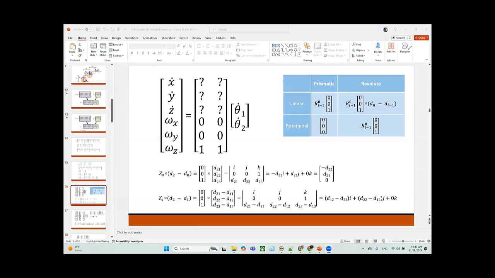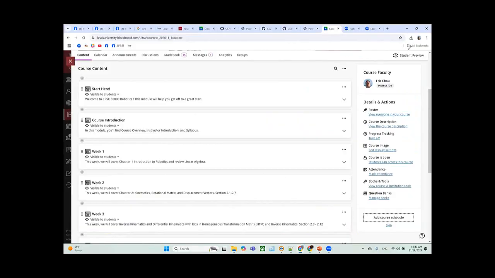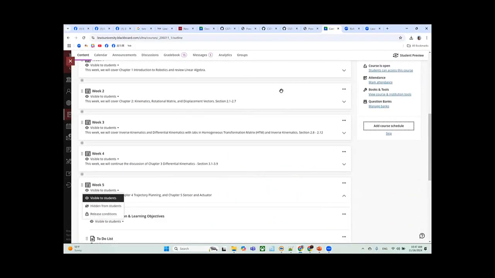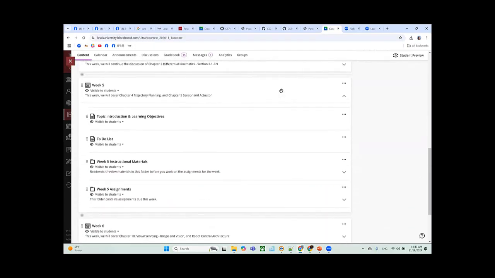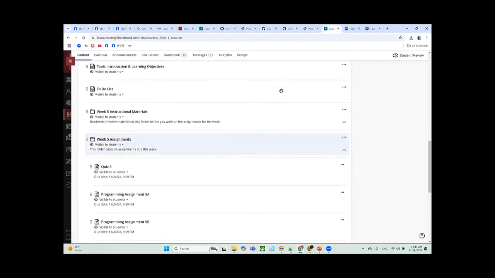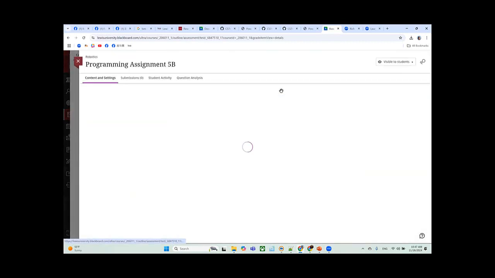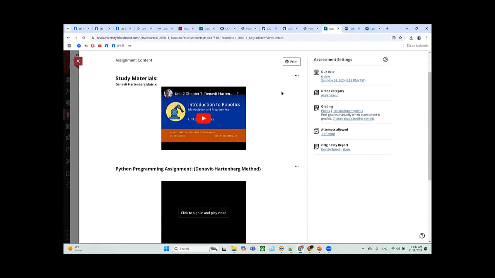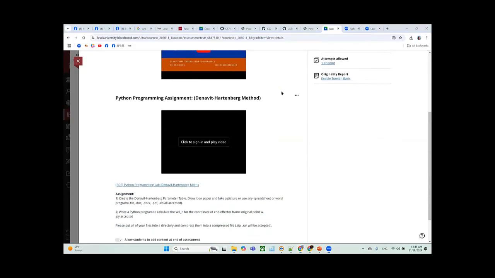5B, you can find the solution by yourself, okay? Similar. That actually is your responsibility, to study the lab by yourself. We actually give you the lab before the assignment. So 5B is the Denavit-Hartenberg matrix. We actually included it right here, okay? You should study it, okay? And then the lab description is right here.